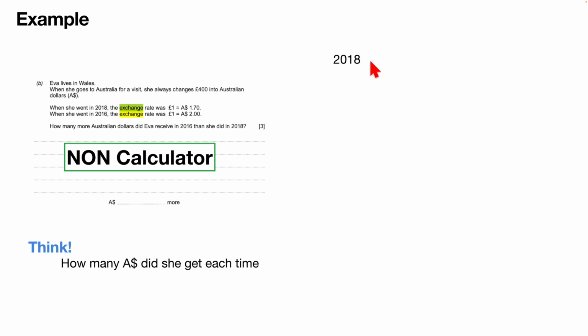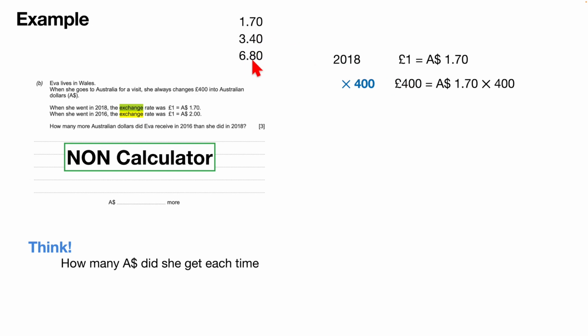Well, in 2018, £1 is equal to 1.7 Australian dollars. I've got the pound and I want to change £400, so I'm going to multiply that by 400. £400 equals 1.7 times 400 Aussie dollars. Oh dear, this is a non-calculator one. So 1.7 times 2 is 3.4, times 4 is 6.8. 6.8 is 4 times. I want 400, so I multiply that by 100, 680.